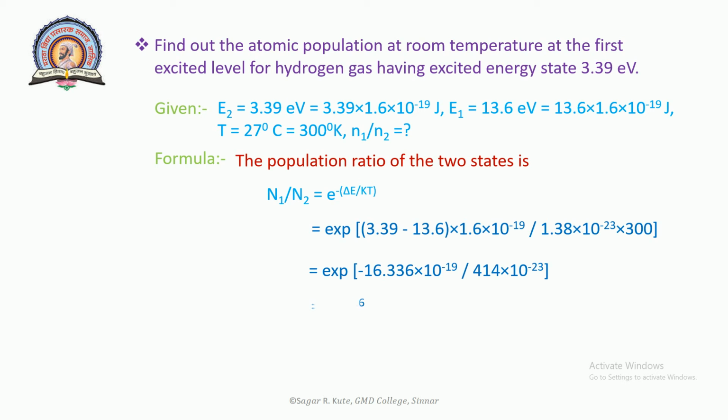After solving, we get e raised to minus 394.6. N1 upon N2 is equal to 0. Hence population inversion is not possible.